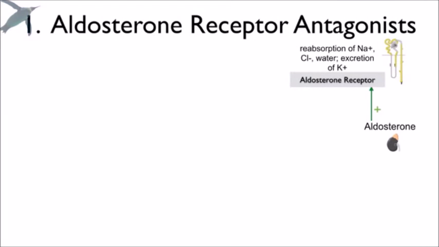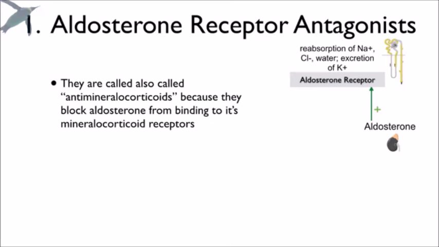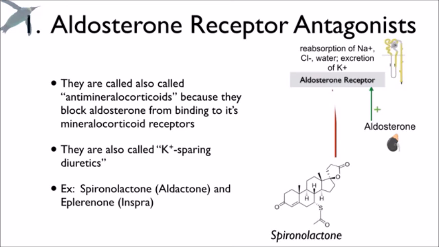Let's look first at the aldosterone receptor antagonists. Right away, you should be able to tell what these are going to do. You may see them as anti-mineralocorticoids. Aldosterone is called a mineralocorticoid, and so sometimes you see the receptor referred to as mineralocorticoid receptors. That's really the tricky part of this, if you ask me. These are intracellular receptors, right? Aldosterone is a steroid. They are called potassium-sparing diuretics, and hopefully you can see why.